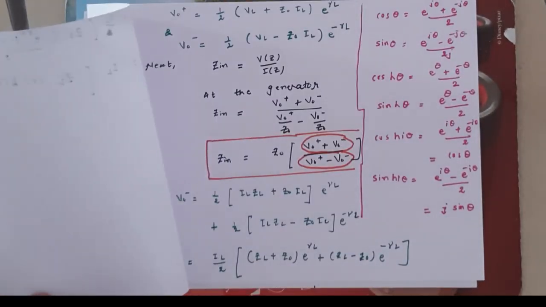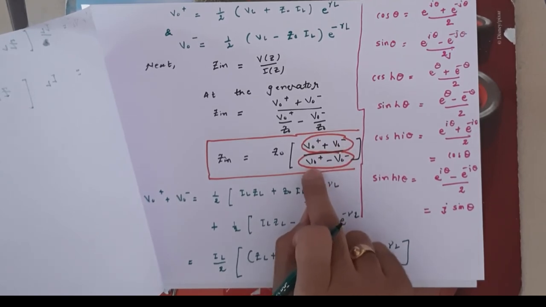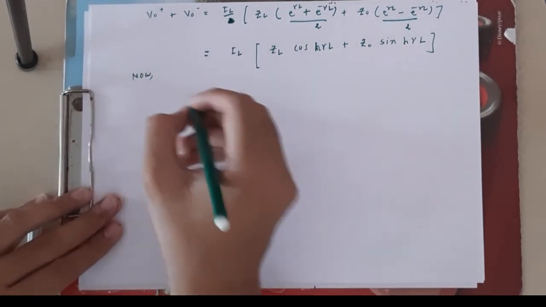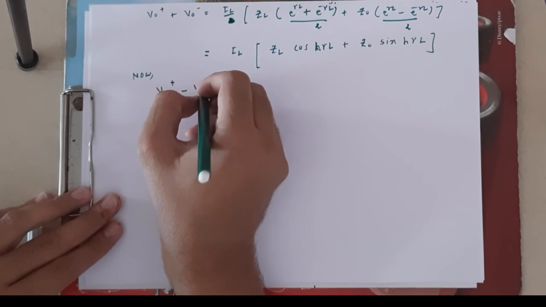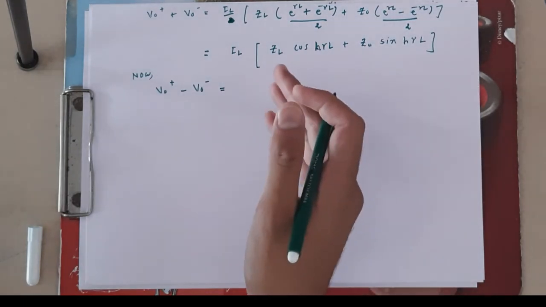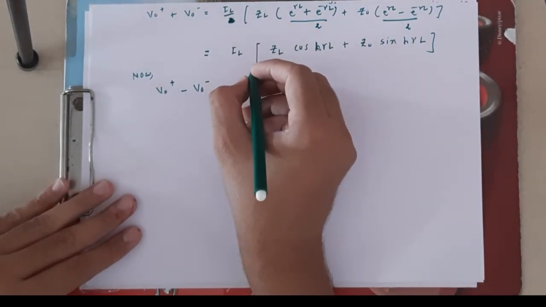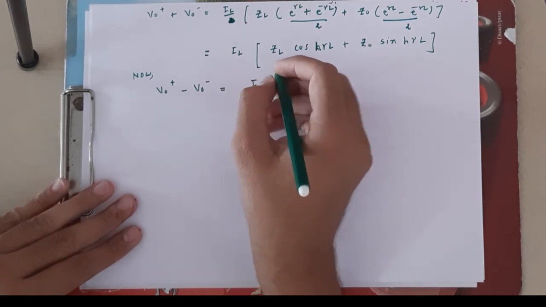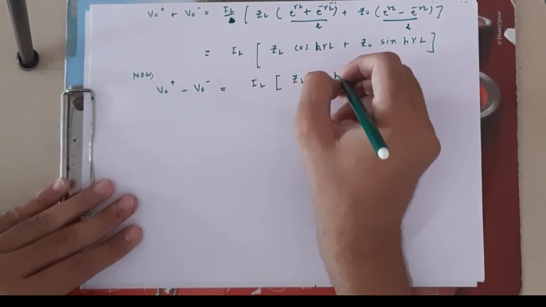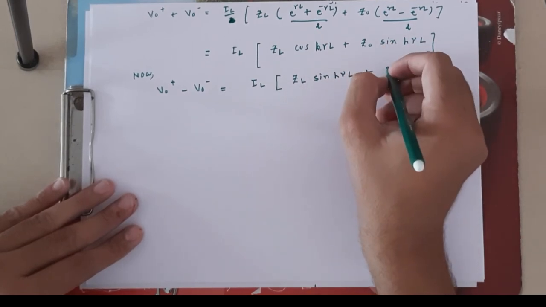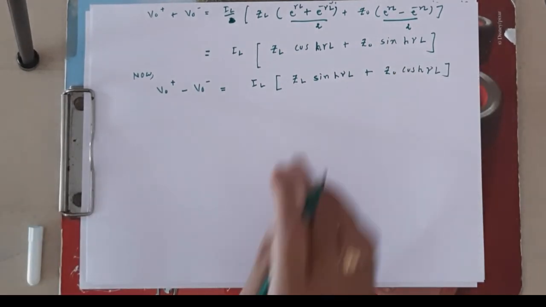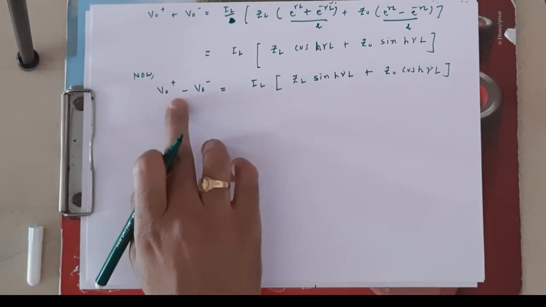First we got V0 plus V0 minus. Now we do the calculation for V0 plus minus V0 minus. Next calculation for V0 plus minus V0 minus. I will directly write it; you can do it by yourself, it's very easy. So this is IL in the bracket, ZL sinh gamma L plus Z0 cosh gamma L. So we will get these two equations for V0 plus V0 minus and V0 plus minus V0 minus.